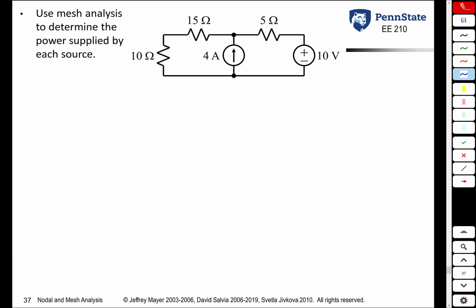Let's do a simple example. In this problem, we're asked to use mesh analysis to determine the power supplied by each source. So the first thing you always do is you identify your meshes. We have 2 window panes. We have a mesh there, and we have a mesh there. Next thing you do is you look at each mesh to determine whether you know the current. If so, you write it down. If not, you assign a variable.